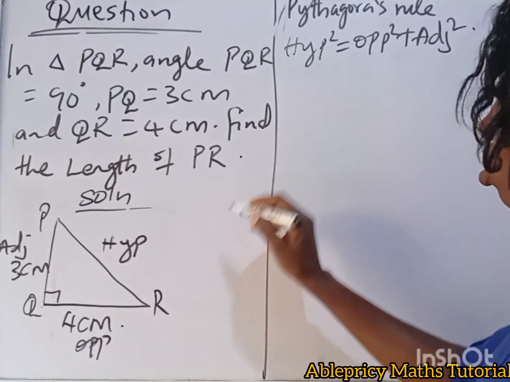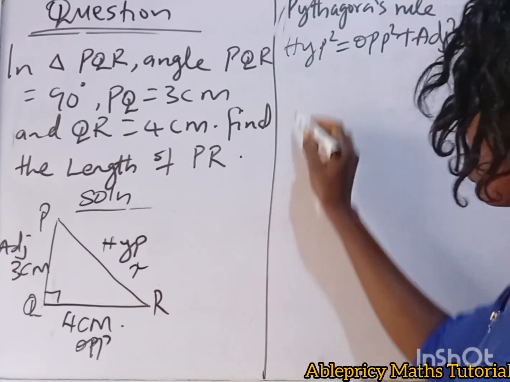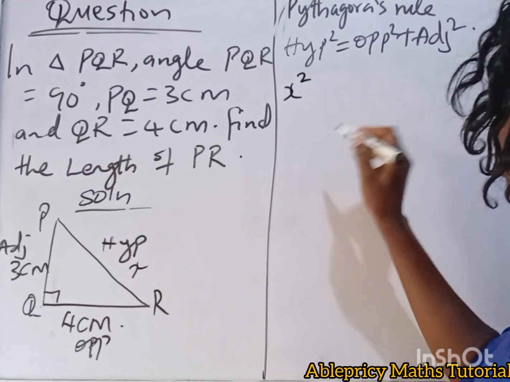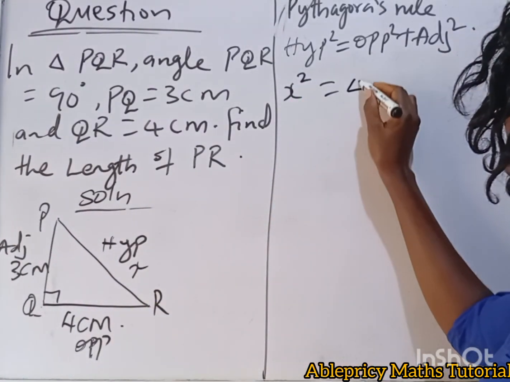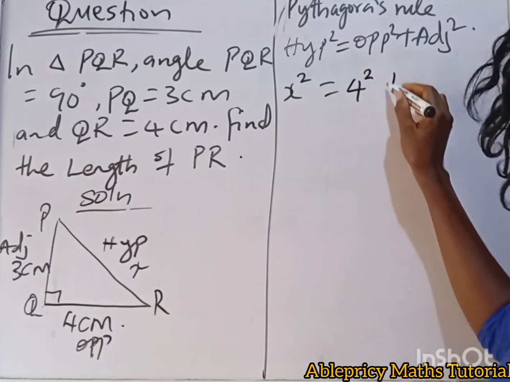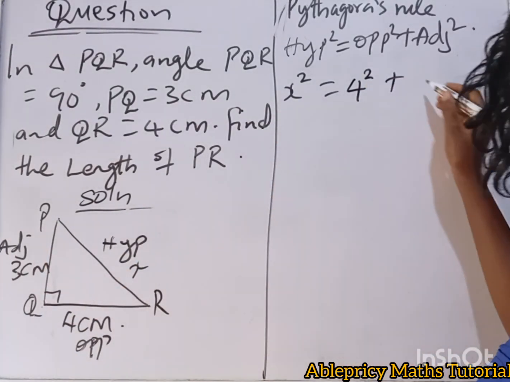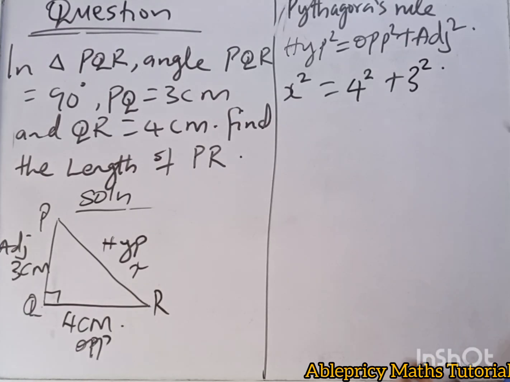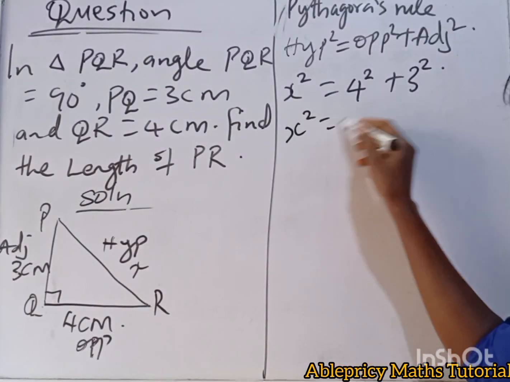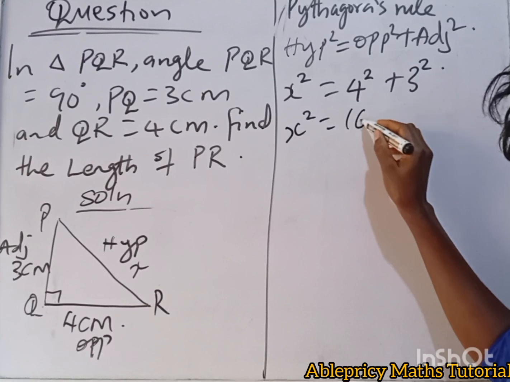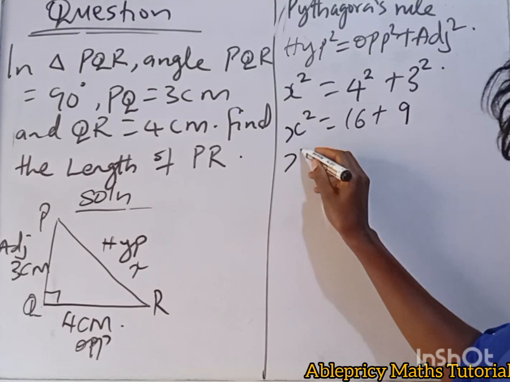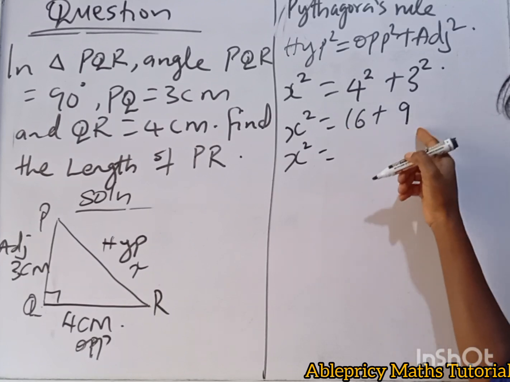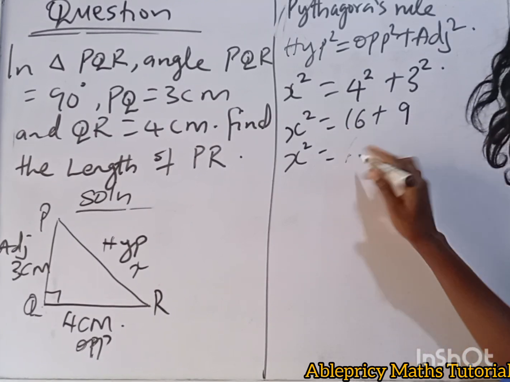The hypotenuse is not given, so we can take it to be x. Let's call it x. So x squared equals opposite, as we said before, is 4 cm. That's 4 squared plus adjacent, as we said before, is 3 squared. Now let's continue simplifying. x squared equals 4 squared, which is 16, plus 3 squared, which is 9. So x squared equals, when you add 16 and 9, 25.